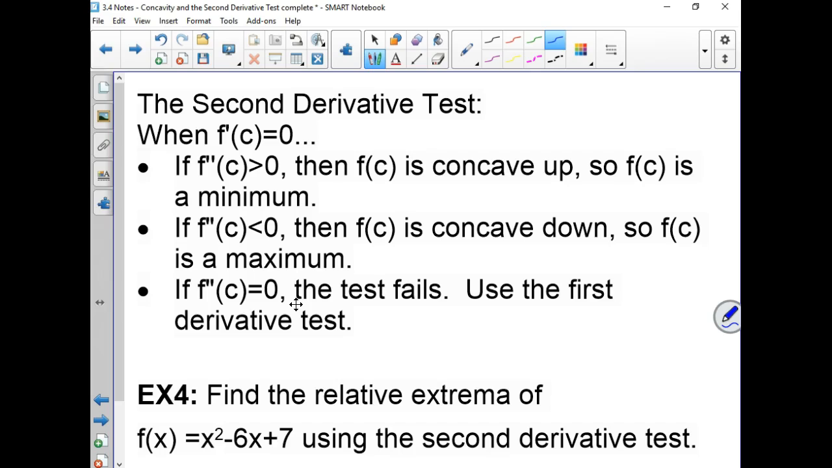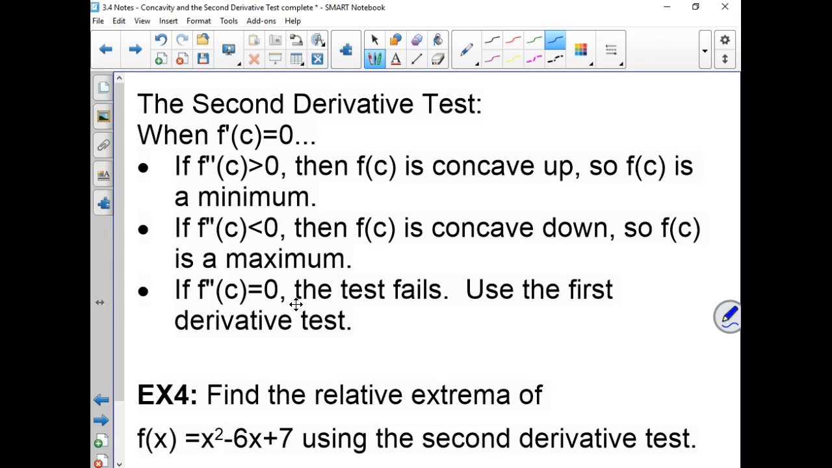Second derivative test is another way that we can talk about maximums or minimums. Okay, it is not a way to talk about the points of inflection or concavity.